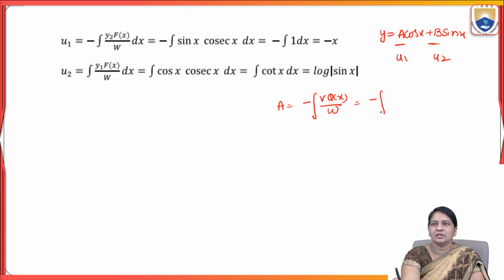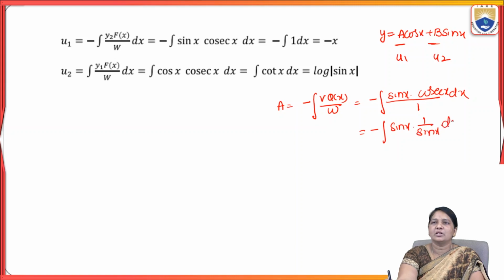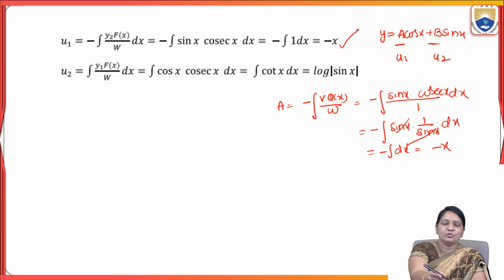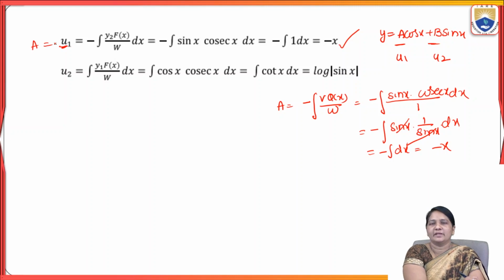So minus integral, what is the v value? The v value is sin x, into q of x, which is cosecant x, by the W value, which is 1, into dx. Now minus integral sin x into cosecant x is 1 by sin x into dx. Sin x will be cancelled. Finally minus integral dx is minus x. That is what we got here for the u1 or a value. So the a value we got is minus x.